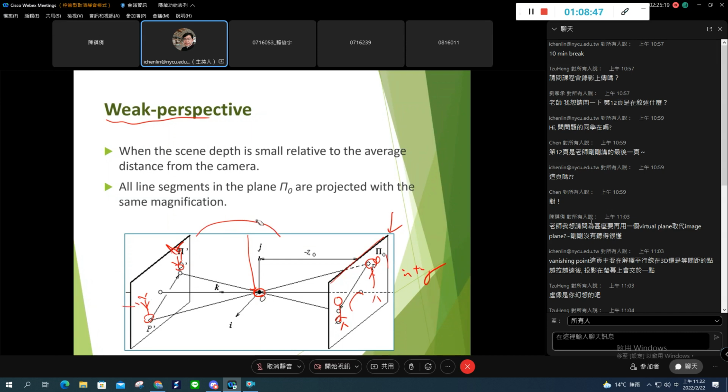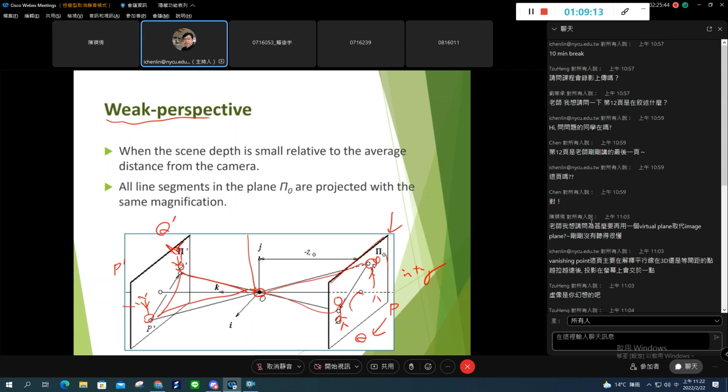Upside down. So, for instance, this guy moves from P to Q, and its projection moves from P prime to Q prime here, right? Because we know that there is a ratio between these two triangles, right?